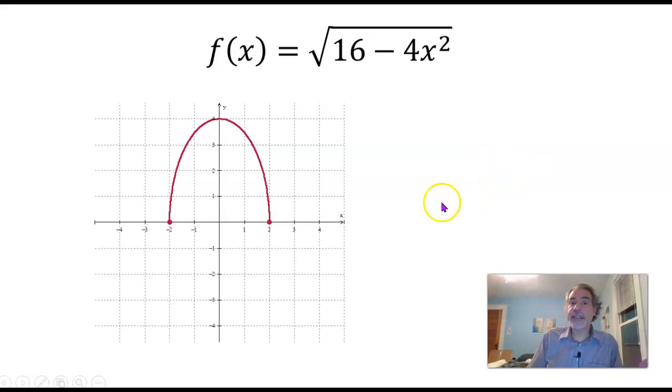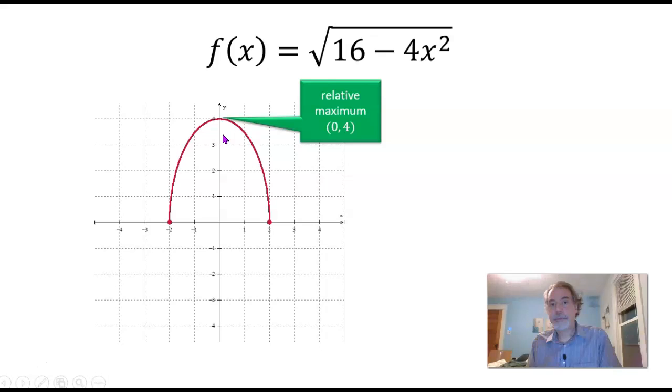And for our last example, going back to this one, see it's got a high point here. That would be the relative maximum there at the point 0, 4. Now there it happens to be the absolute maximum, the highest point anywhere on the graph, but it also counts as a relative maximum.